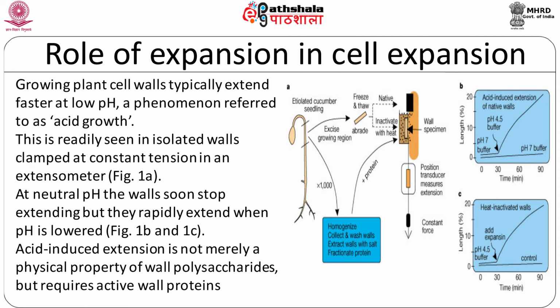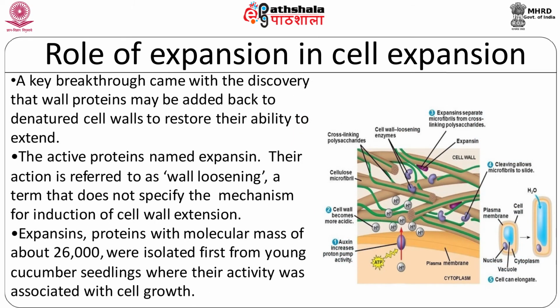Acid-induced extension is not merely a physical property of wall polysaccharides, but it requires active wall proteins. A key breakthrough came with the discovery that wall proteins may be added back to the denatured cell wall to restore their ability to extend. The active proteins were of a new protein class, subsequently named expansin. Their action is referred to as wall loosening, a general term that does not specify the exact mechanism of induction of cell wall expansion.